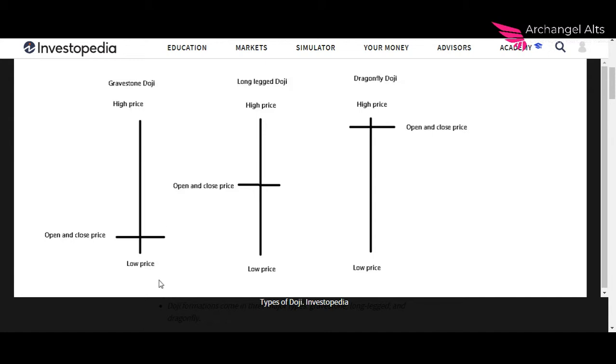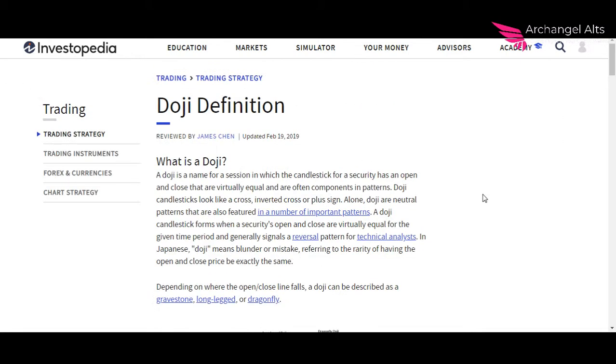So high price, low price, gravestone, long-legged, dragonfly. We're not going to worry about memorizing all the different names, okay? So don't even worry about that part right now. But here's the way that it's defined on Investopedia. Really good website. Glad that they provide this information.